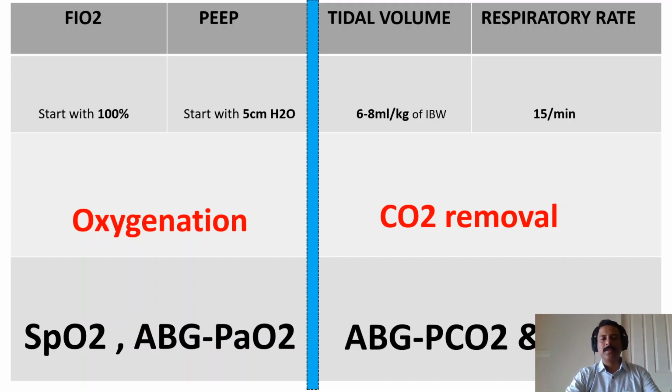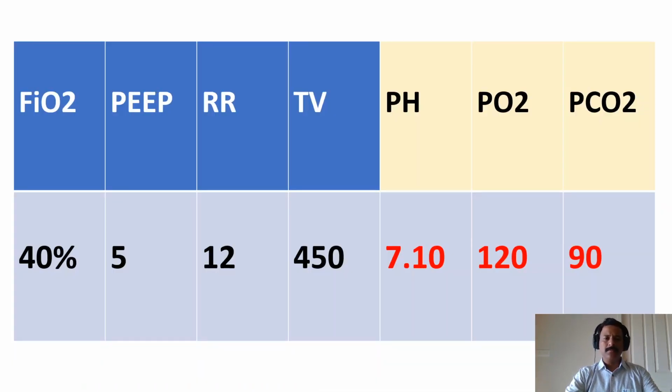You have to get an ABG. The ABG is also helpful. You can see the PCO2 and pH, which will give an idea of how much carbon dioxide removal is happening in the lung. I will give a scenario. This is a patient with the following ventilator settings: FiO2 was 40%, PEEP was 5, respiratory rate was 12, and tidal volume was 450.